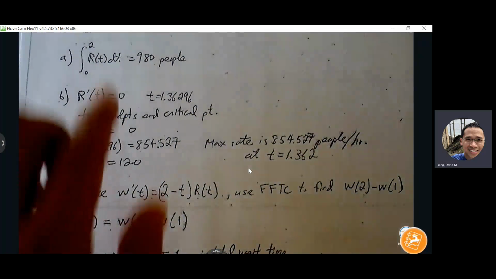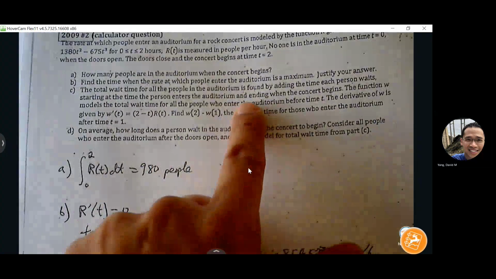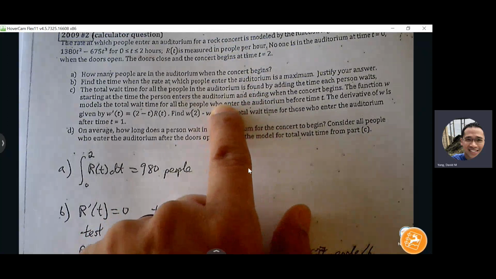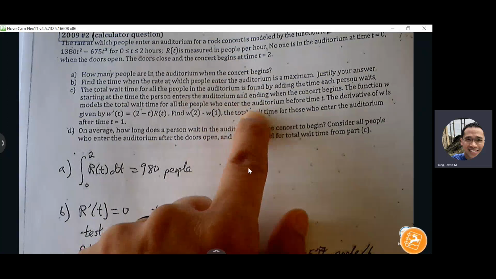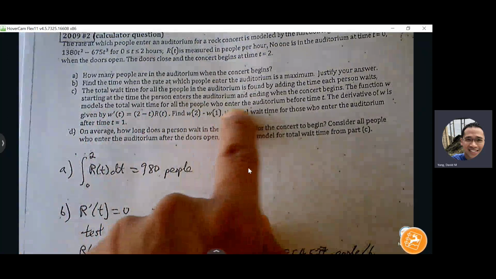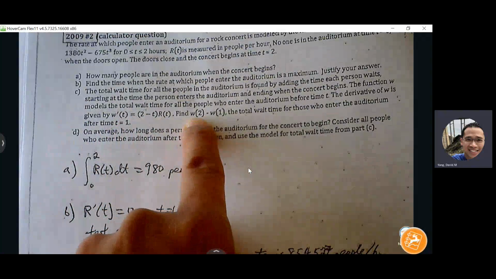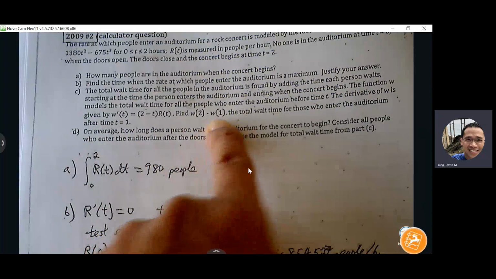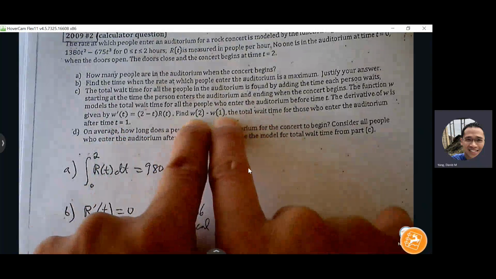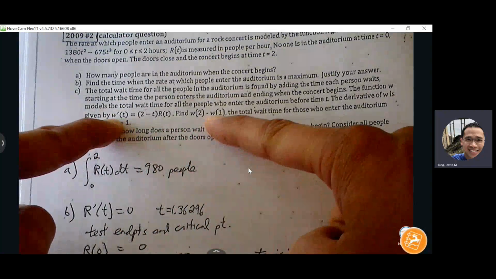Okay, and then part C. It says the total wait time in the auditorium is found by adding the time each person waits, starting at the time the person enters the auditorium and ending when the concert begins. Function W models the total wait time for the people who enter the auditorium. The derivative of W is given by W prime. Find W of 2 minus W of 1, the total wait time.